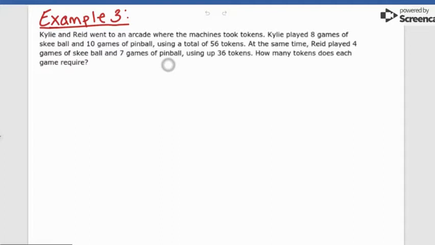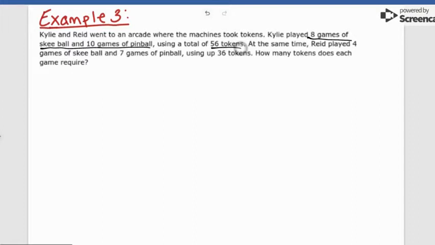So Kylie and Reed went to an arcade where the machines took tokens. Kylie played 8 games of skee-ball and 10 games of pinball, using a total of 56 tokens. So some important details are 8 games of skee-ball and 10 games of pinball and 56 tokens.